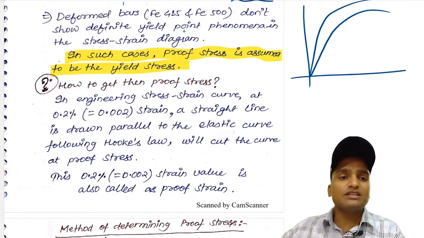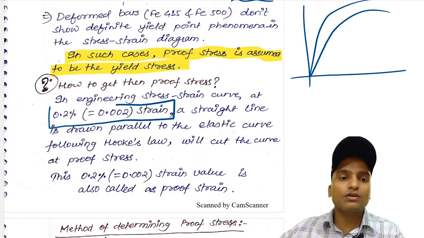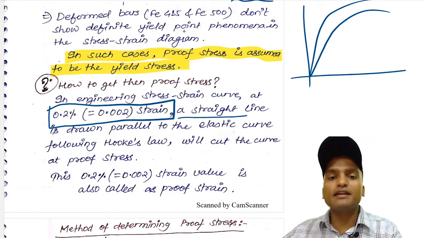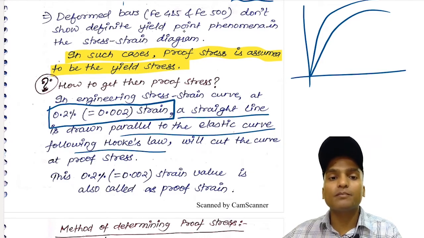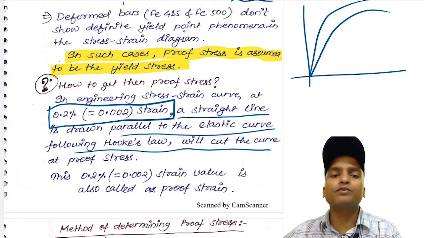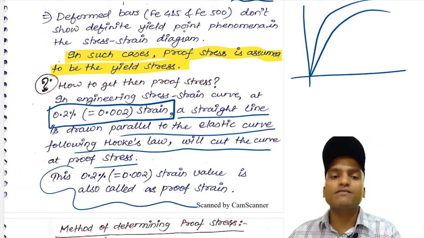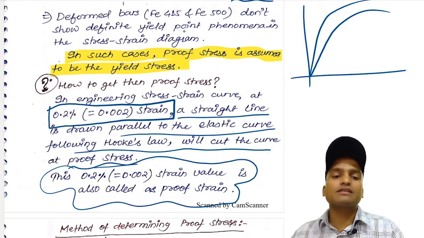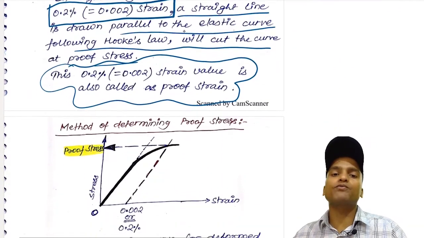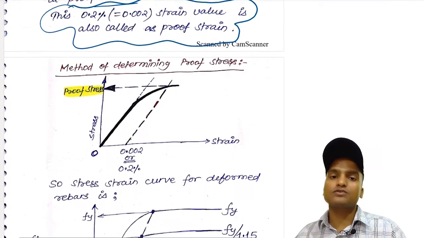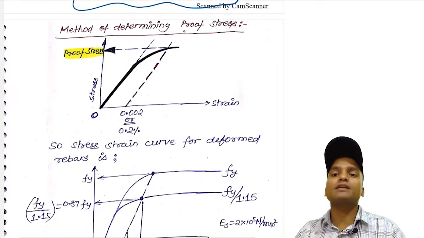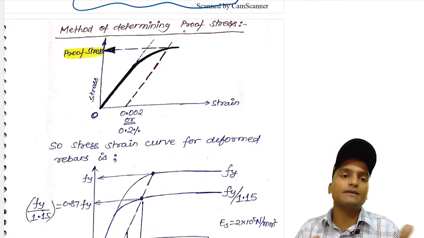So in engineering, stress strain curve at 0.2% strain, this value is called proof strain. A straight line is drawn parallel to the elastic curve following Hooke's law and will cut the curve at proof stress, and this 0.2% strain value is called a proof strain. You can see the method of determining proof stress. If the proof stress is known, that proof stress will become your yield stress of the deformed bars.